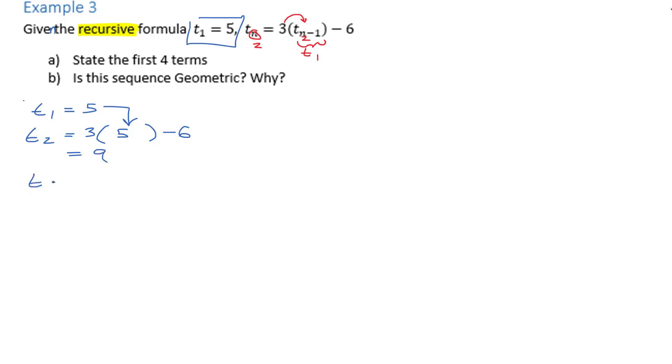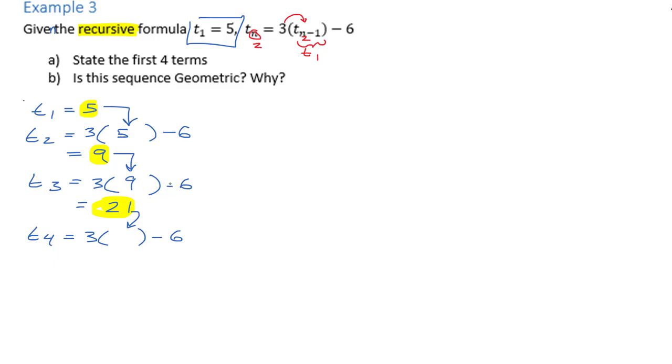All right, let's do term 3. Let me just highlight these terms so I can spot them. There's the second term. What's 3 times the previous term minus 6? What's the previous term? It's 9. 3 times 9 is 27. 27 minus 6 is 21. And there's the third term. So once you realize how to read these, they're actually really easy questions. That's really the whole point, learning to read them. Not really doing anything more complicated.